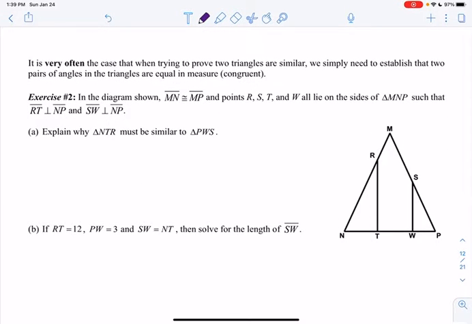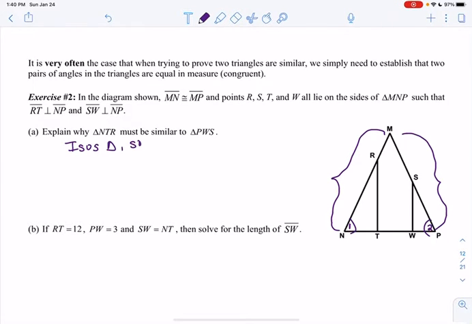So in this triangle, I have MN is congruent to MP. So MN, this whole side right here, is congruent to MP. So think about it, all right? That would make triangle MNP an isosceles triangle. Therefore, angle N and angle P, which I put a 1 and a 2 there, are equal to each other because those are the base angles. So it's an isosceles triangle. All right, so angle N, or angle 1, is congruent to angle 2. They're the base angles.